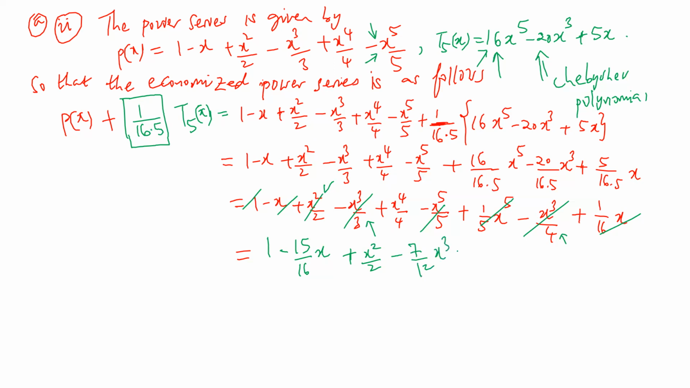Okay, so we dealt with the cubic terms, and then we have the fourth order term, which is x to the fourth power over 4. So this is the answer, this is the result. At this point we have p of x plus 1 over 16 times 5 p5 of x. Now, what was the question?